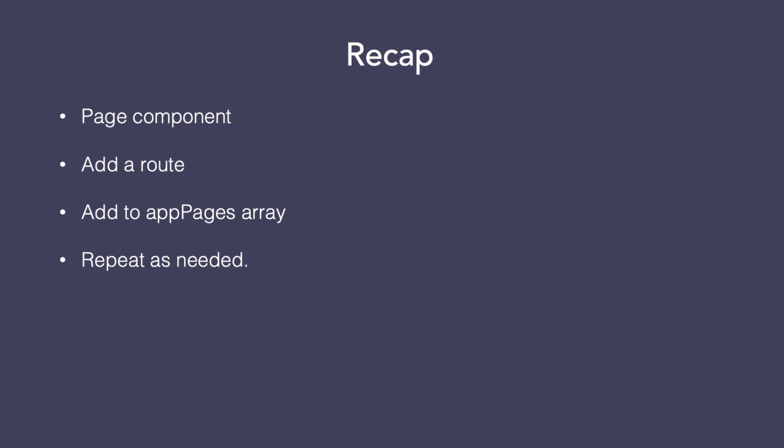So let's recap what we just did. If you want to add a page, these are the things you need to do. Create the page component itself with the markup and code you want. Add a route with a URL so that the users can get to the page. If you want the page in your application's side menu, add it to the app pages array with the URL, title, and an icon, and repeat as needed. We'll add more pages as we go, but for now you've seen the basics.